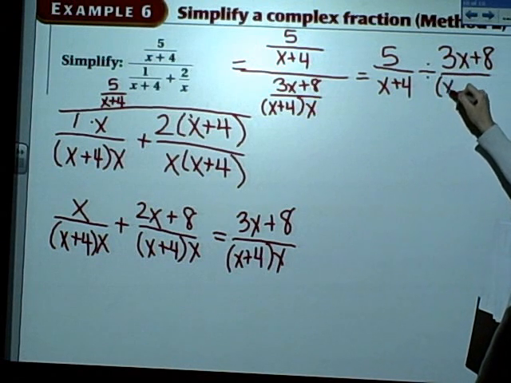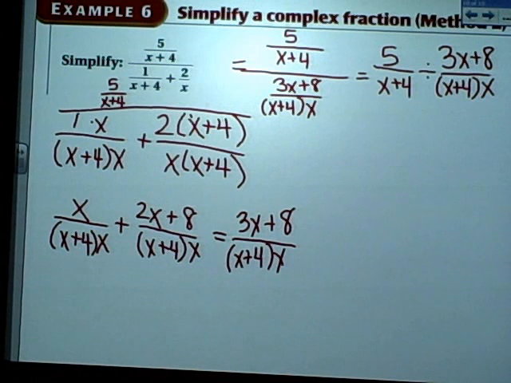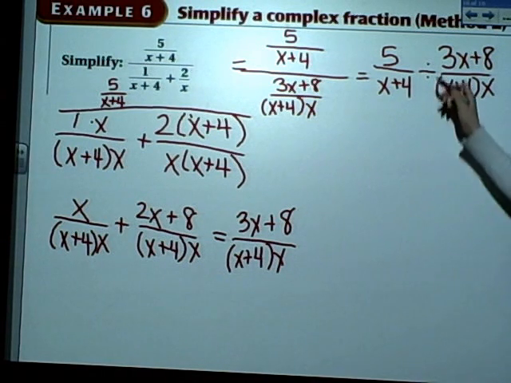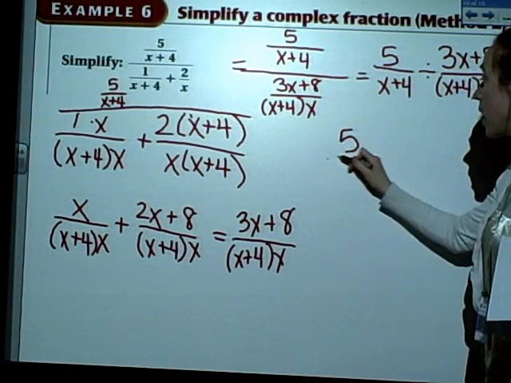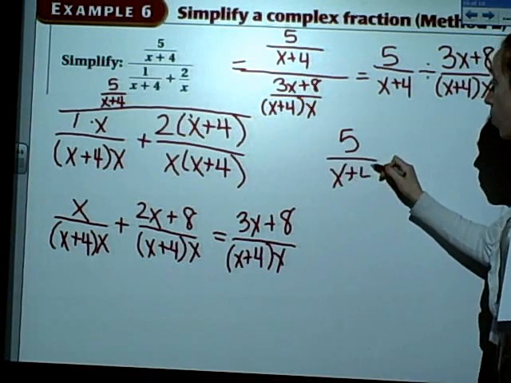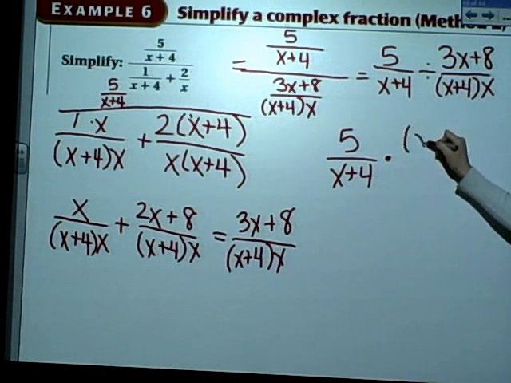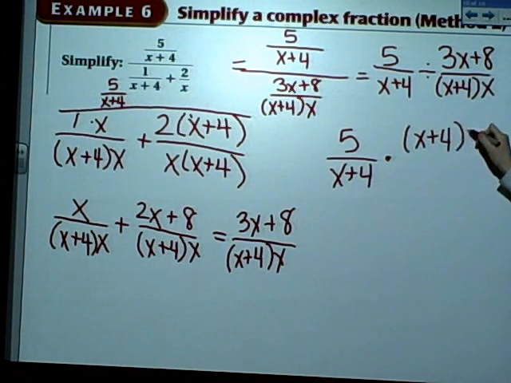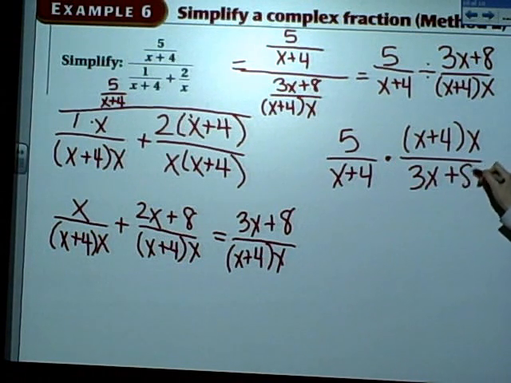Now I am dividing by a fraction. I don't want to do that. I want to multiply by the reciprocal. I'm going to flip it. 5 over x plus 4 times the reciprocal. We're going to flip that. x plus 4 times x over 3x plus 8. Not quite done yet.